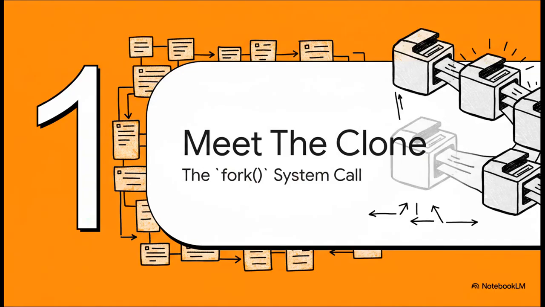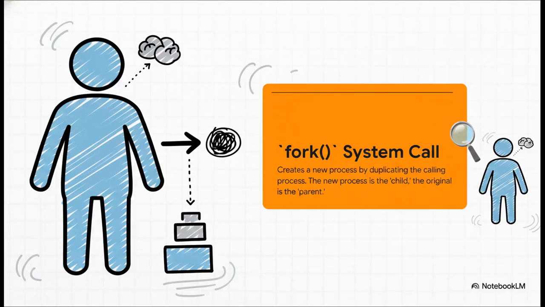Okay, so to understand this, we need to meet the first piece of the puzzle. It's a system call with a deceptively simple name, fork, and you can think of it as the operating system's cloning machine. So what does it do? When an existing process, we'll call it the parent, calls fork, the operating system stops everything and creates a brand new process, the child, that is an almost exact duplicate. It has its own memory, its own state, but critically, it's running the exact same code as the parent.